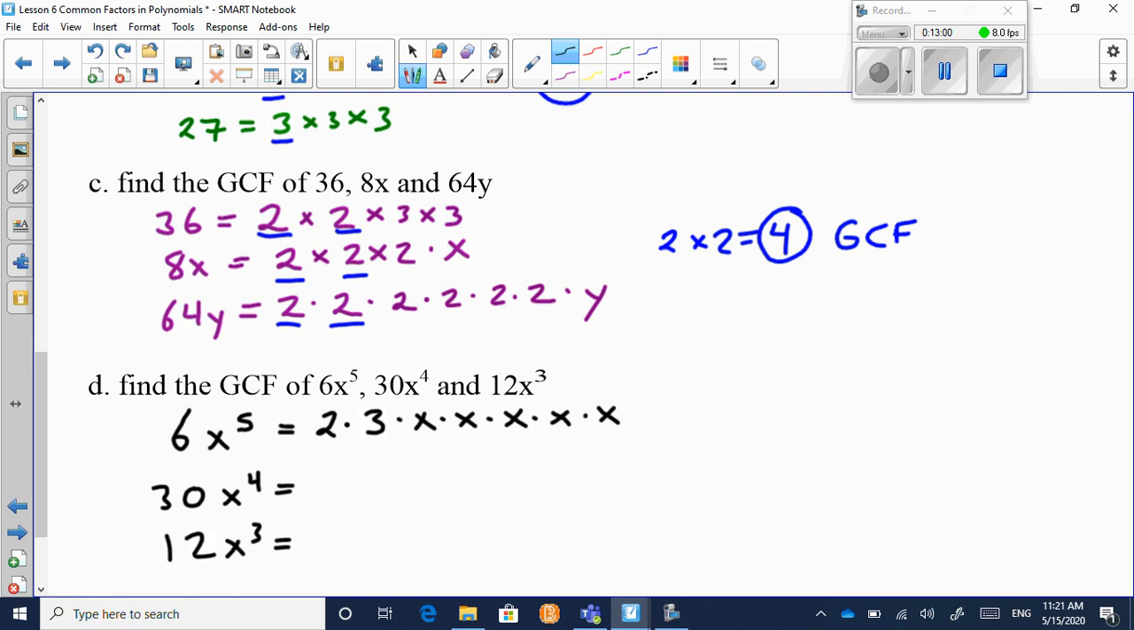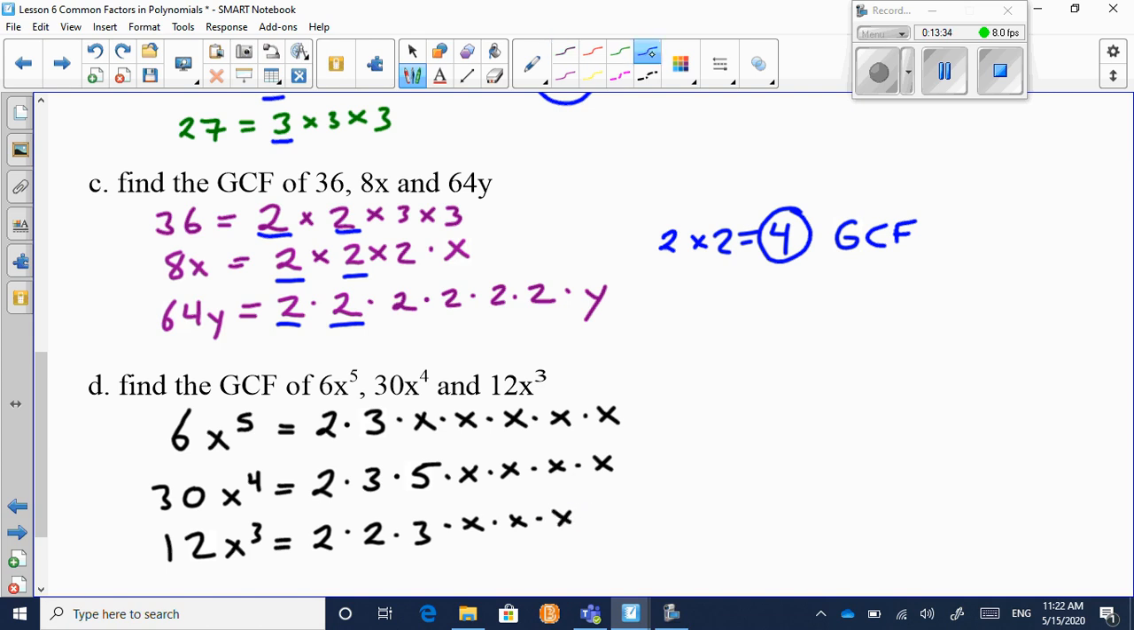Okay, 30 is going to be 2 times 15. And 15 is 3 times 5. Okay, so 2 times 3 times 5. And then watch, times x times x times x times x. That's for the x to the 4th. And then 12 is 2 times 6. And 6 is 2 times 3. And then times x times x times x.